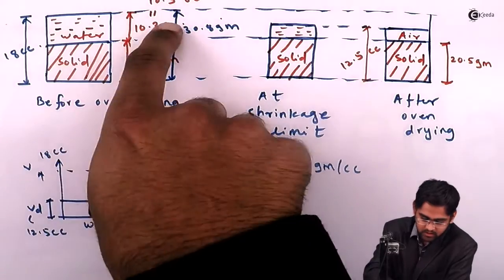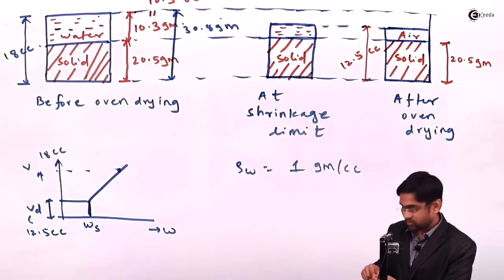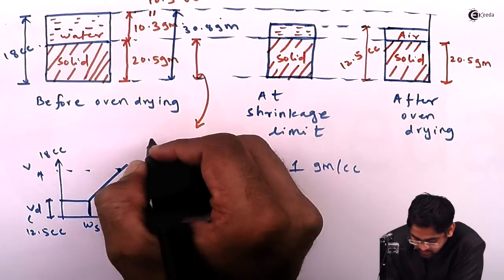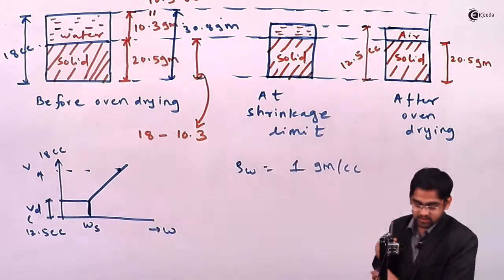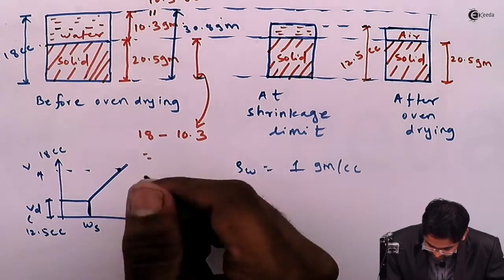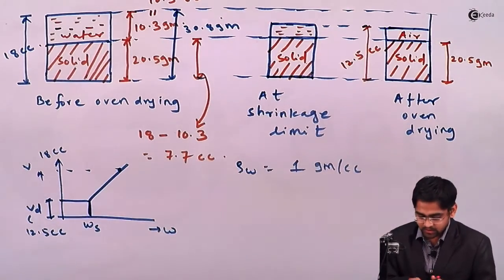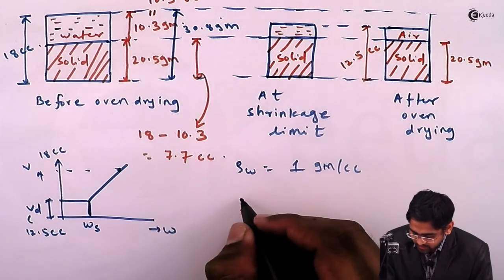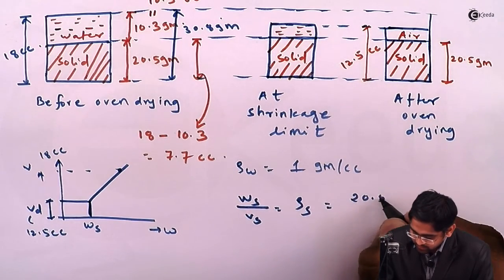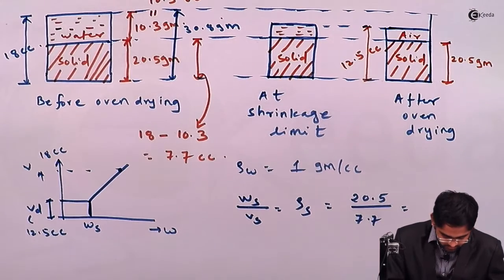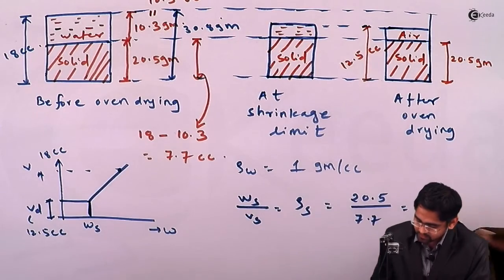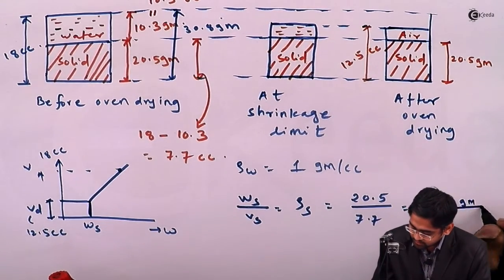So if you just deduct this volume of water, you will get the volume of soil solid, right? So therefore this volume will be equal to 18 cc minus 10.3 cc, which is nothing but 7.7 cc. So this is the solid volume, and therefore weight of solid divided by volume of solid gives the density of soil solid, which is 20.5 divided by 7.7, equals 2.66. You will get it as 2.66 gram per cc.